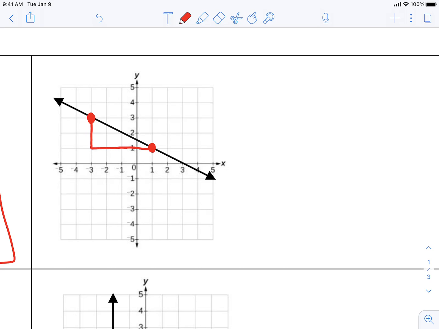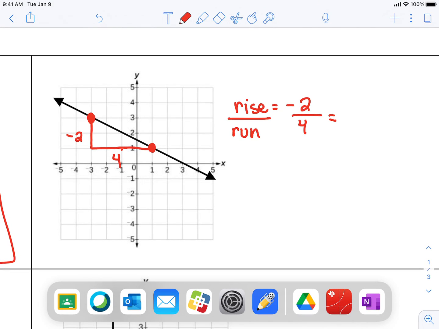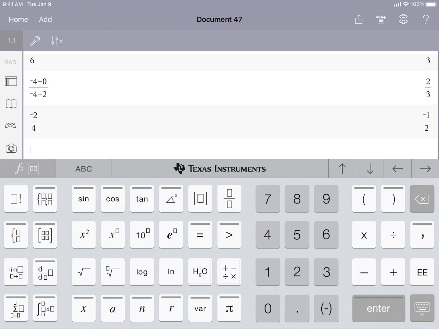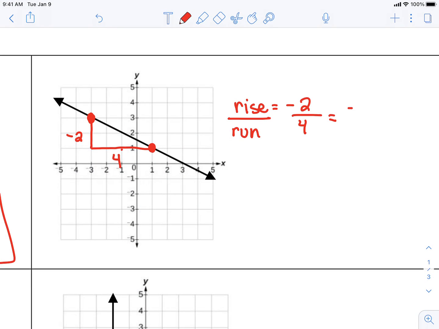I went down 1, 2, so that's a -2. And I went over 1, 2, 3, 4. So my rise was a -2 over my run, which was a +4. We go to our calculator to have it simplify for us. -2 over 4, we get negative 1/2, which would be my slope.